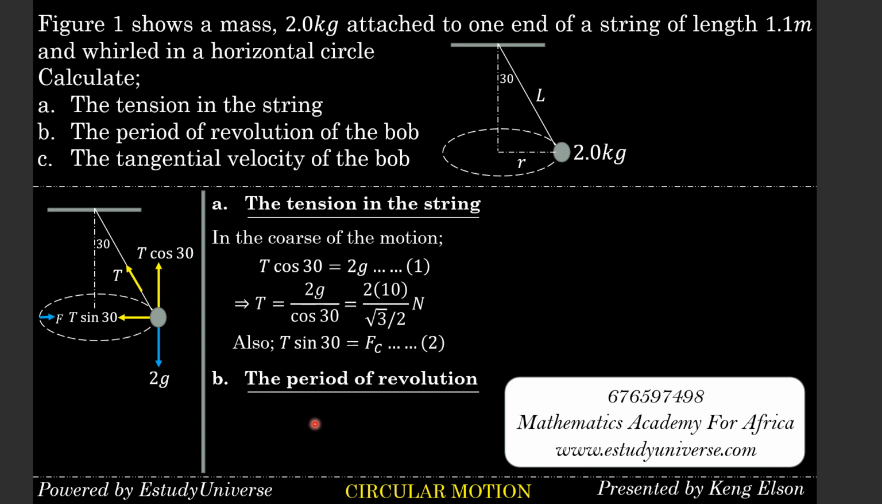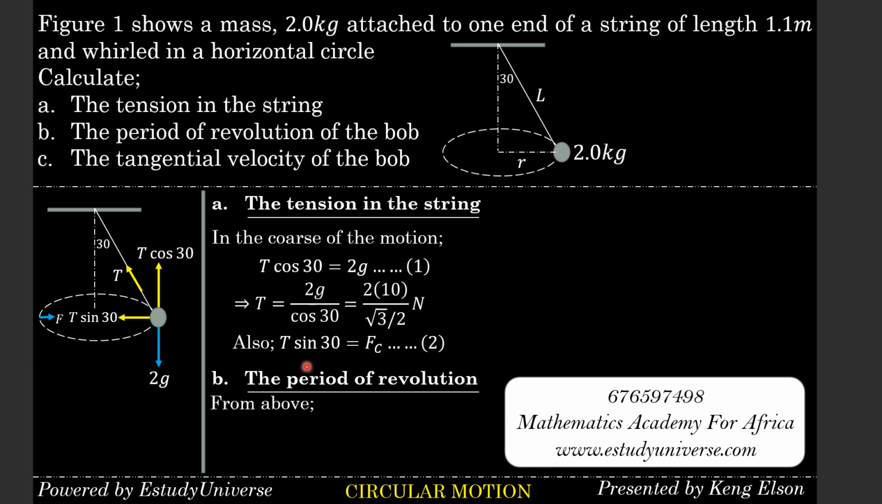Now the second part of the question is asking us to get the period of revolution. We know that the period is 2 pi divided by omega, where omega is the angular velocity, and to get omega, we must use the centripetal force.